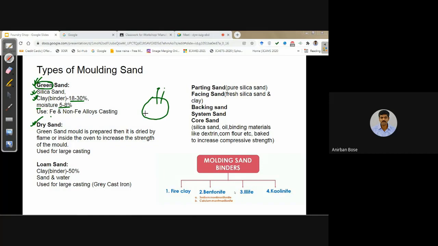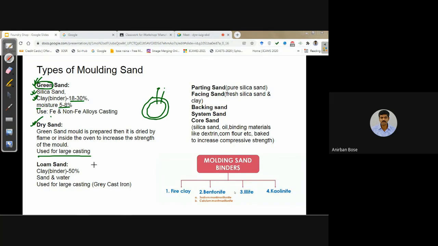If the moisture comes out and you heat it, then what actually happens is that the strength of the mold becomes high. Sometimes, with the help of torches or flames, those molds are also heated to remove the moisture, and those molds are also dry sand molds. And these are used for very large castings, basically when the casting load is such that the mold strength should be very high.